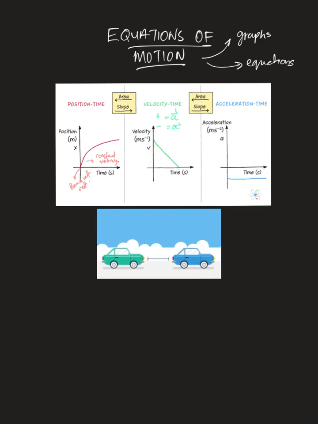So I know that the slope of a position versus time graph is going to give me velocity. I know the slope of a velocity time graph is going to give me acceleration. I know the area of a velocity time graph is going to give me the distance or the displacement. And the acceleration time graph, the area is going to give me the change in velocity. And then from there, I can work out the actual velocity.